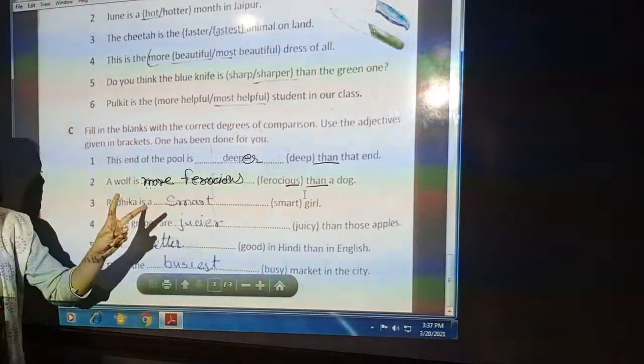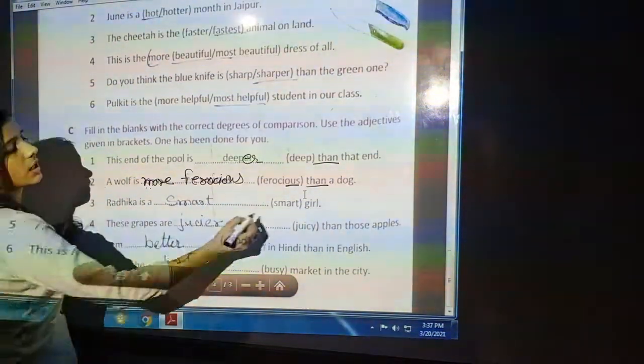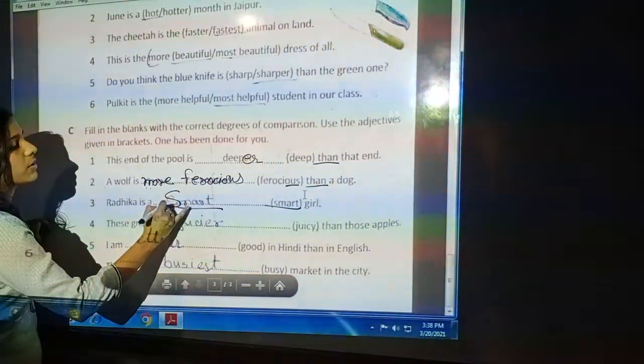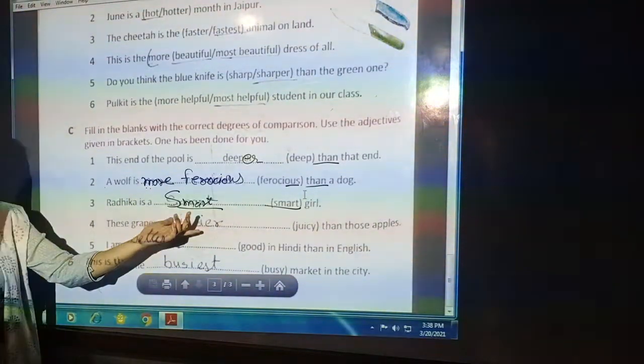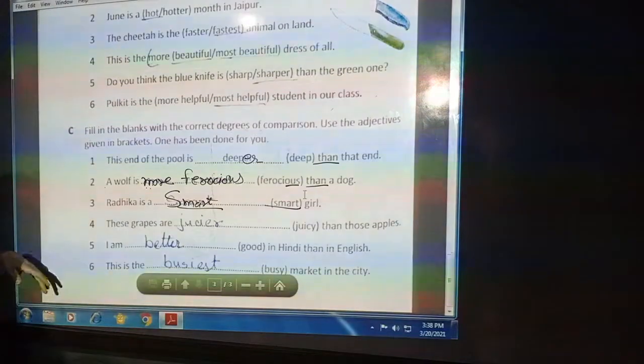Next is, Radhika is dash girl. "Than" and "the" are both not used, that means it is positive degree. In positive degree, the original form of the adjective is used. So "smart" will be written as it is: smart. Radhika is a smart girl. No comparison has been made, so it is positive degree.